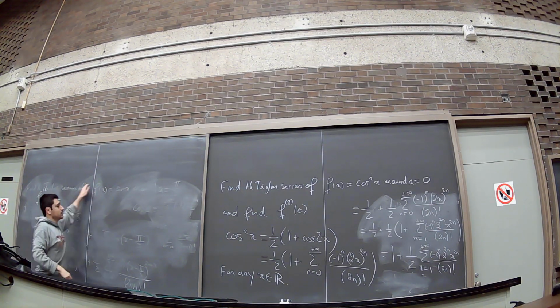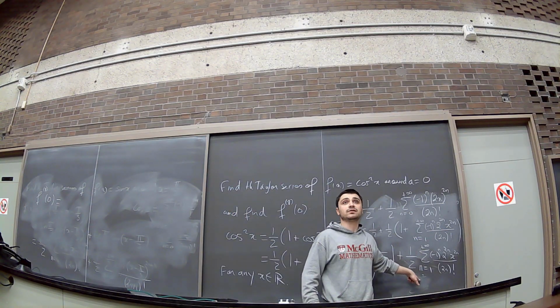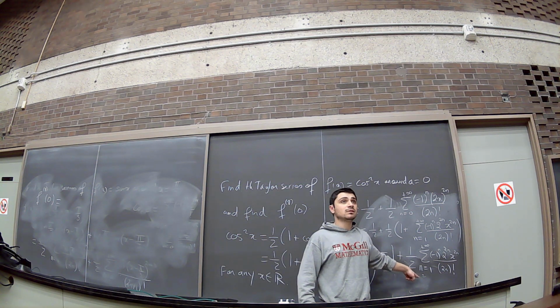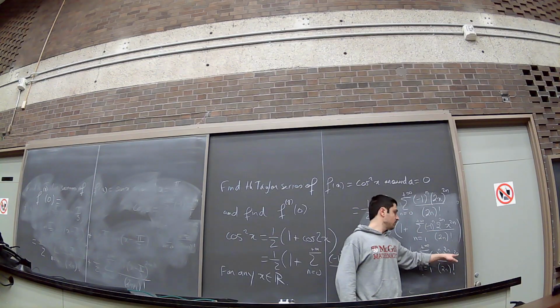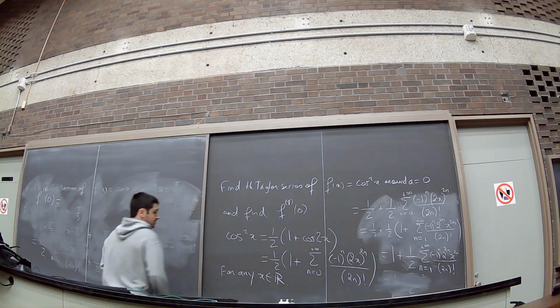Everybody, is it clear why I am looking at n equals 4? Any questions on this? I want the coefficient of x to the 8. For what value of n does the power of x equal 8? n is equal to 4. So what is the coefficient at n equals 4?